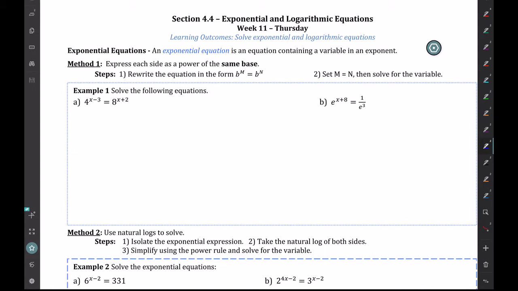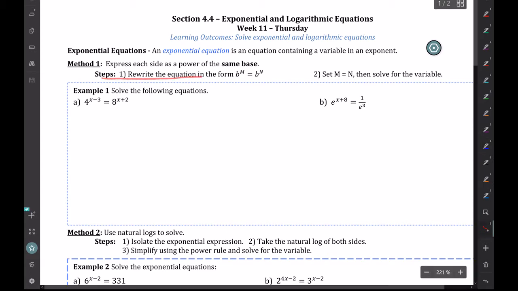base raised to some power m equal to something with the same base raised to some power n. And then once you've done that, you can set m equal to n and solve. So that's just a recap of these two steps here. First you find the same base, and then you set the exponents equal to each other.